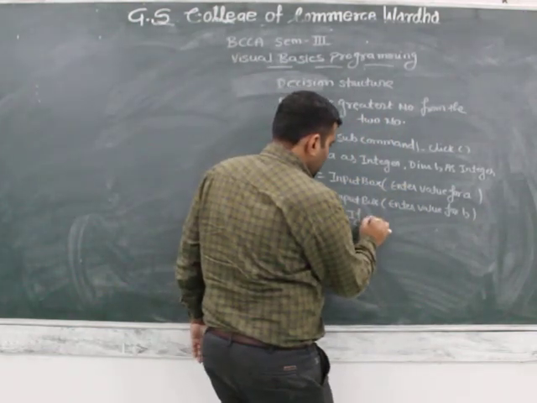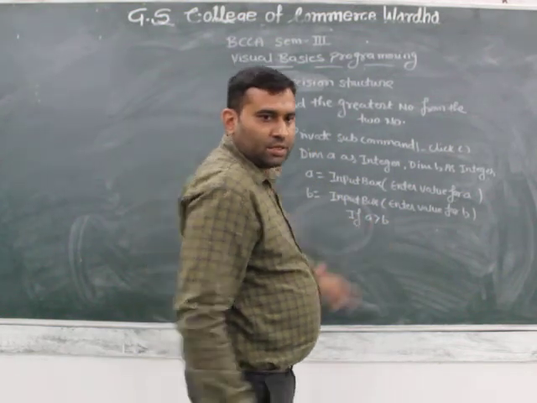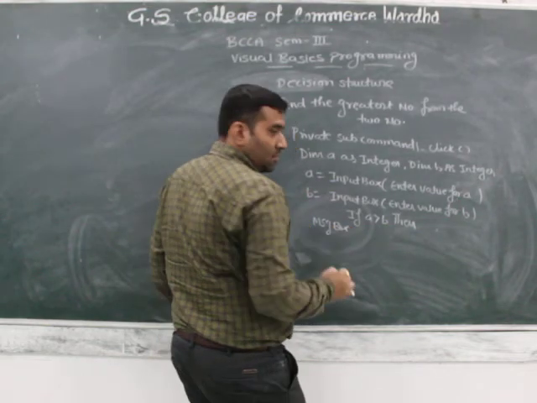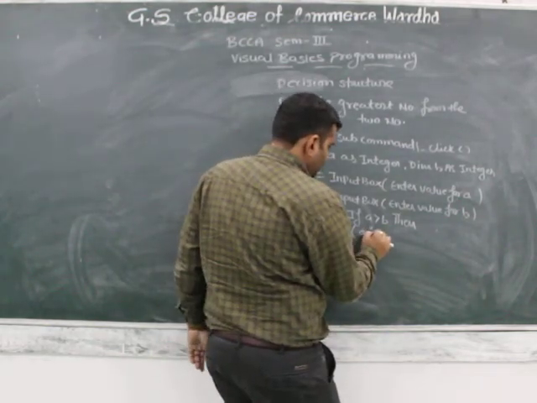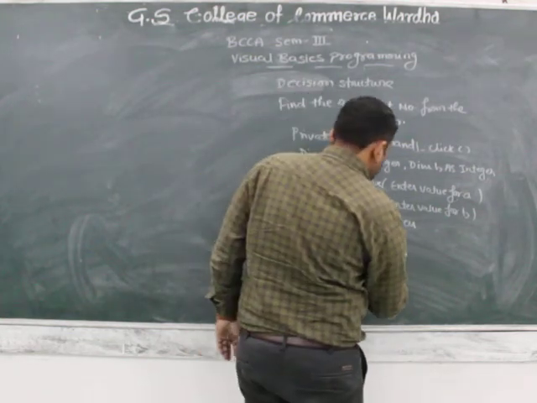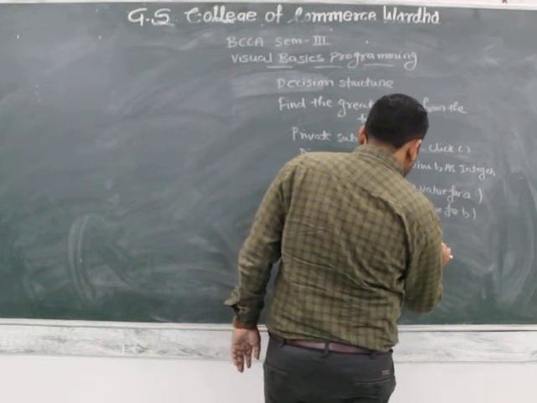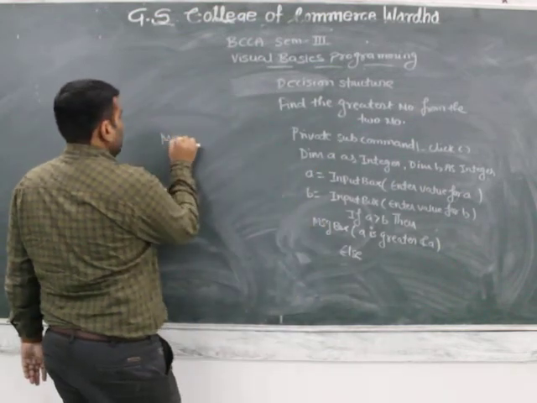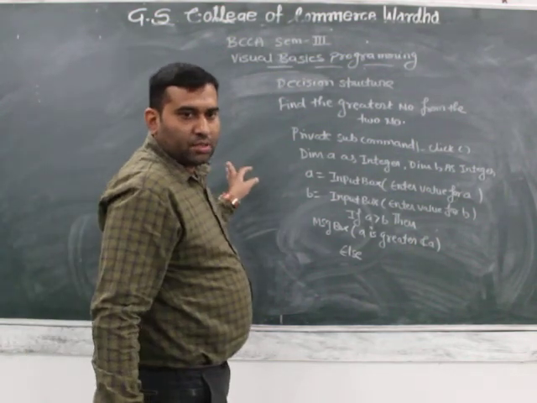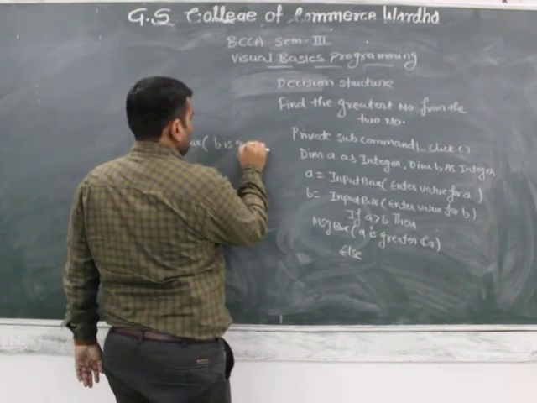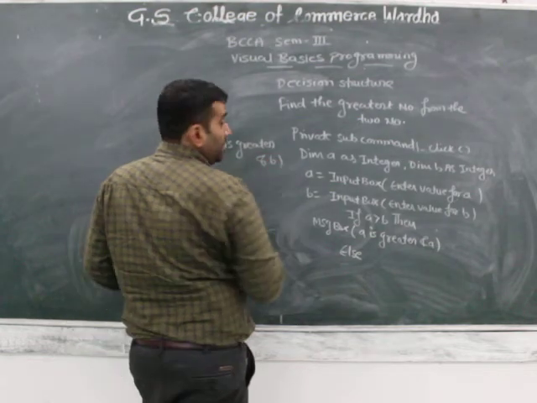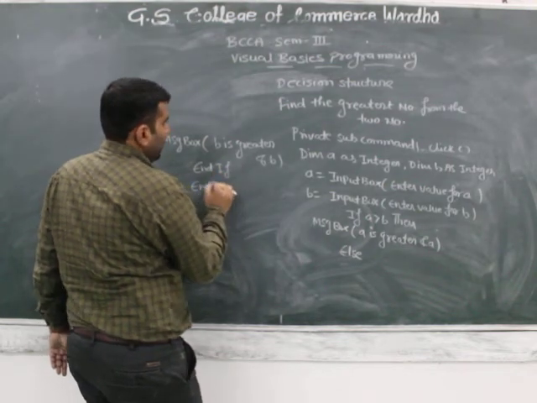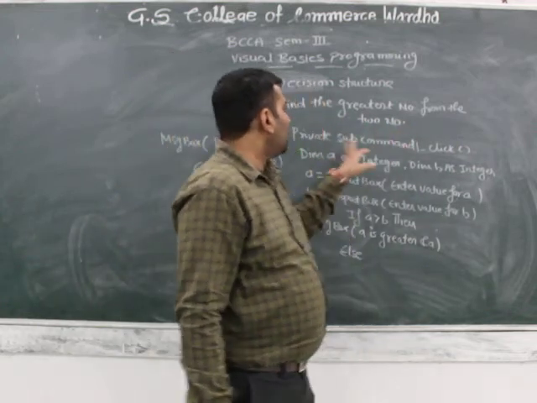If a is greater than b, then message box "a is greater" ampersand a, else message box "b is greater" ampersand b, and end if and end sub. Find the greatest number from the two numbers.